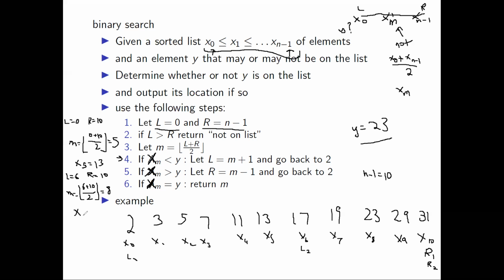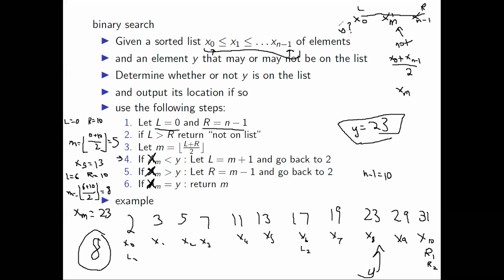And x sub M equals x sub 8, which is 23. And that's our y. So we found it. So that's good, so we return. Our program gives the output, and the output it gives is 8. So it tells us the index of y on our list. So there's our y. And that's it. So that's an example of when the number is on the list.